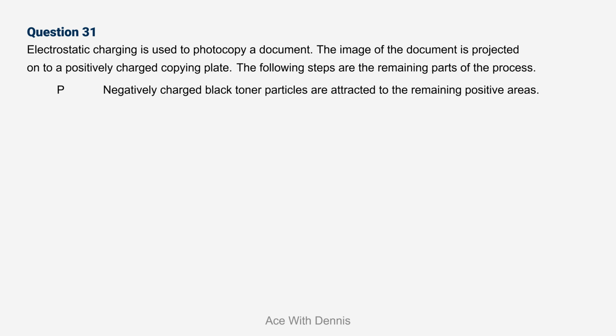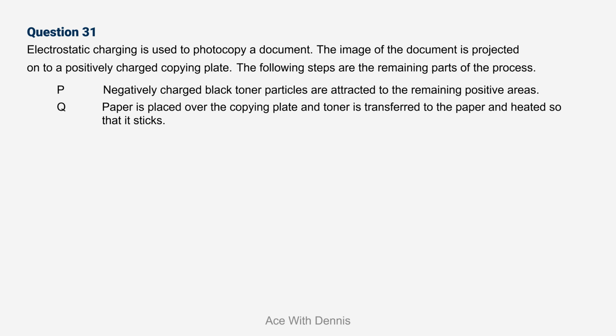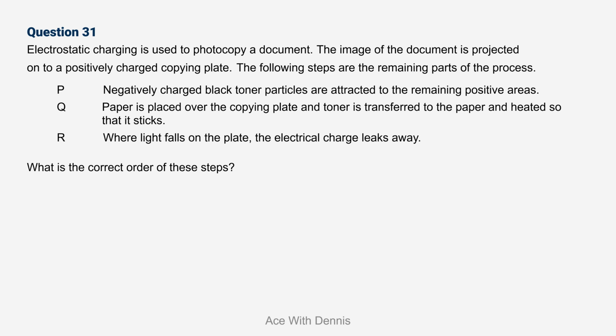Question 31. Electrostatic charging is used to photocopy a document. The image of the document is projected onto a positively charged copying plate. The following steps are the remaining parts of the process. Step P. Negatively charged black toner particles are attracted to the remaining positive area. Step Q. Paper is placed over the copying plate and toner is transferred to the paper and heated so that it sticks. Step R. Where light falls on the plate, the electrical charge leaks away. Which is the correct order of these steps?